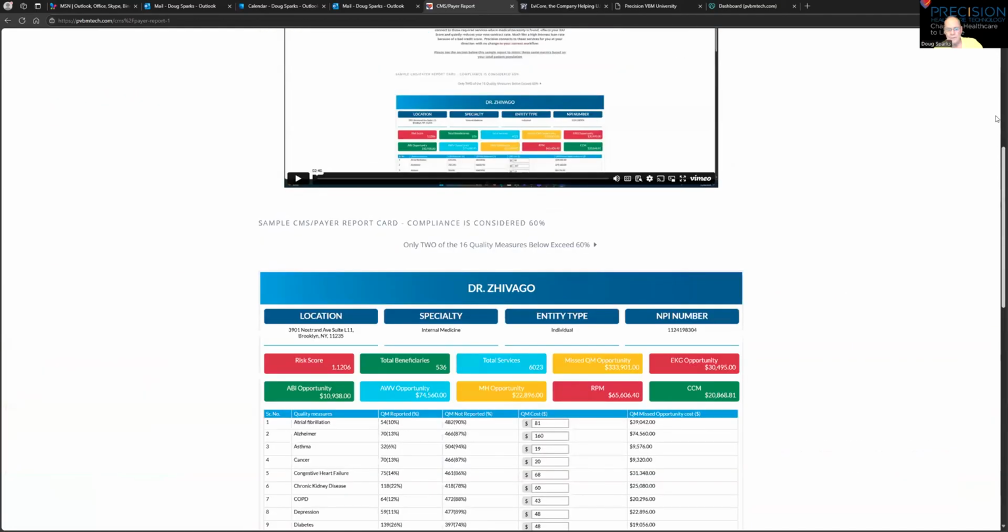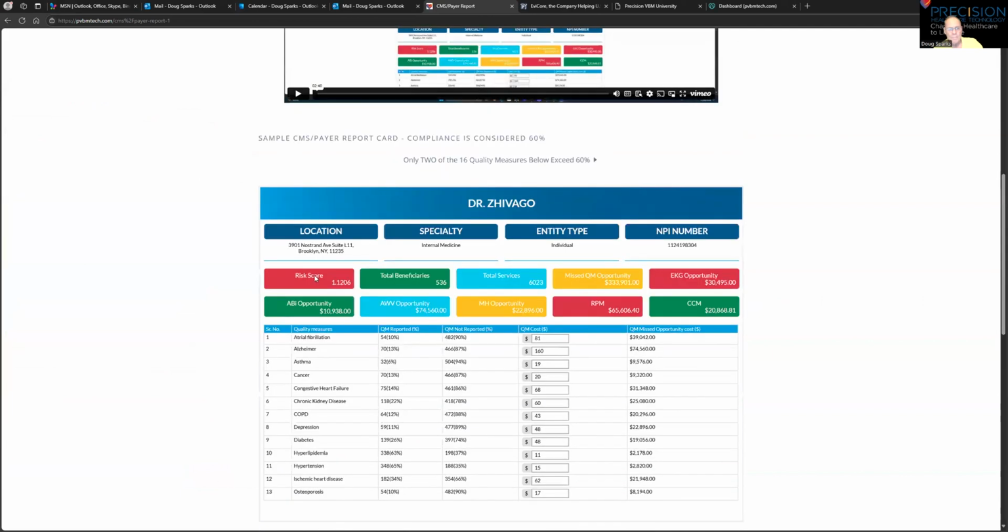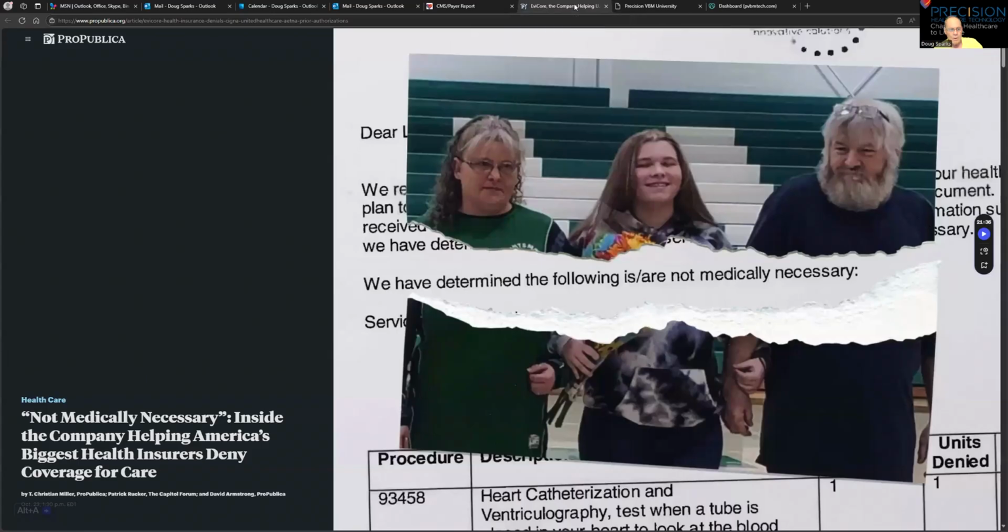Now let's come back up here to this RAF score piece. The important part about this is that, again, the CMS standard of care requires that you act where medical necessity is found. Guess what? That's all our system does. It finds, qualifies, validates, documents medical necessity. Why is that? Look at this company here. They're called Ivicor, not medically necessary. Inside the company helping America's biggest health issue insurers deny coverage for care. The payers are paying millions of dollars to this company to pre-deny your claims because they know you do not have documented and validated medical necessity. We fix that, and we fix it overnight, and you never see it.